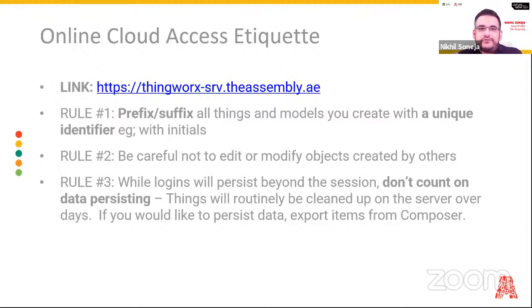A couple of rules for that. The first one, please prefix or suffix all the things and models you create. We are all going to be creating things on the same server. Right now, there isn't a way to separate your models. If you create something, say model, it won't allow you to do that because somebody else has already created that. Make sure you create something called model underscore, in my case, Nikhil. So I'll say model underscore Nikhil. And please also make sure that you don't edit someone else's model.